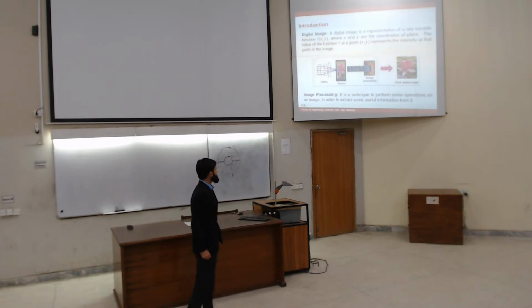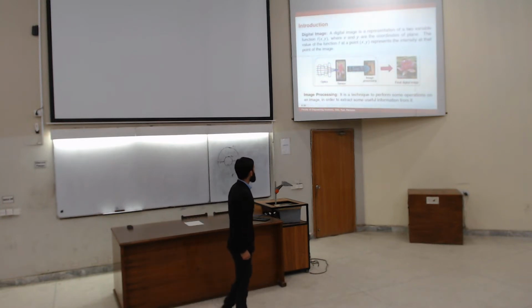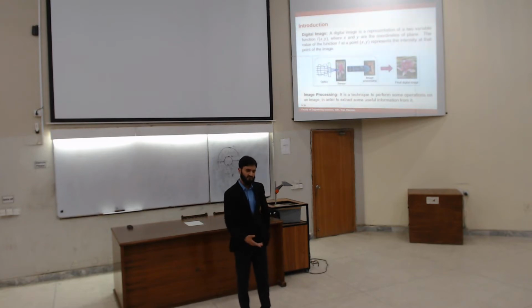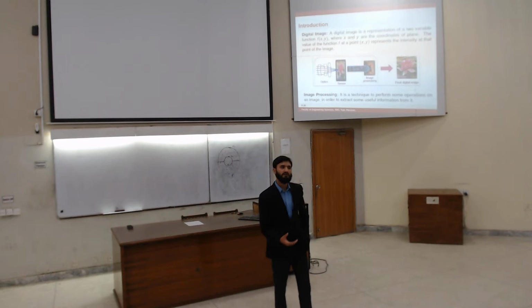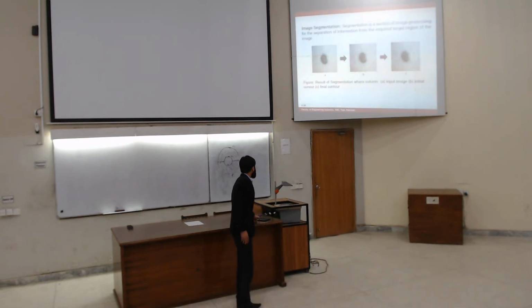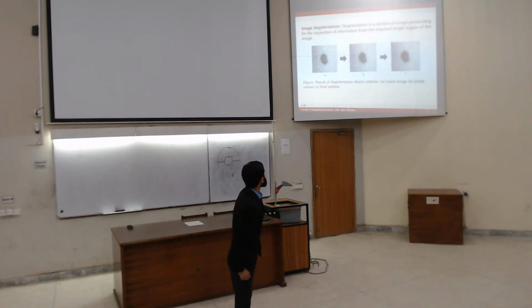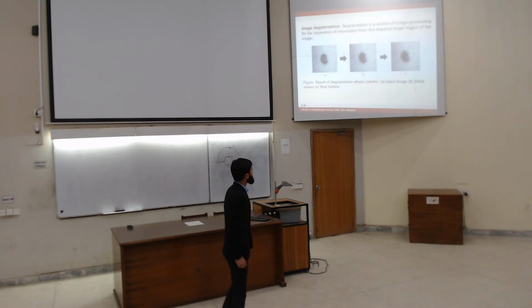Next, image processing. It is just a technique to perform some operations on an image in order to extract some useful information from the data or from the image, like image denoising, image restoration, face recognition, and etc. Next, image segmentation, which is our topic. Segmentation is basically a section of image processing for the separation of information from the required target region of the image.